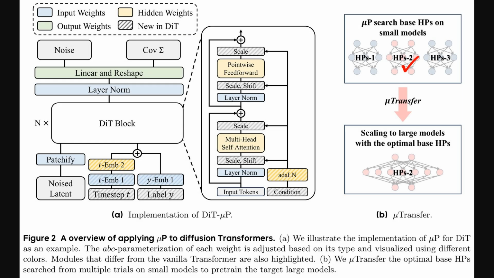Okay, so figure 2 gives us a nice visual overview of how maximal update parameterization is actually applied. On the left, in part A, we see a diagram of a diffusion transformer block with different parts like input weights, hidden weights, and output weights color-coded. This shows how each weight's adjustment, that ABC parameterization we just saw on the table, is implemented. Then part B illustrates the mu transfer process, where optimal base hyperparameters, found by testing on smaller models, are then scaled up and applied to train the larger target models, which is the core idea for efficiency.